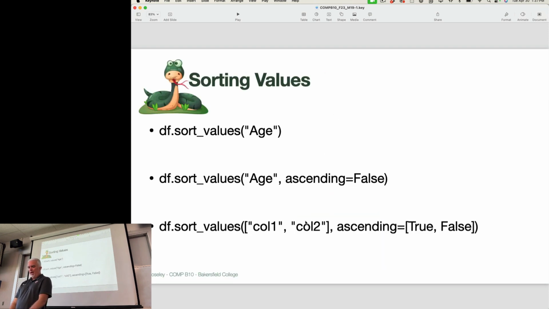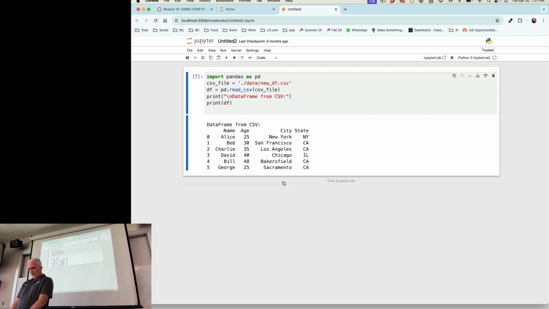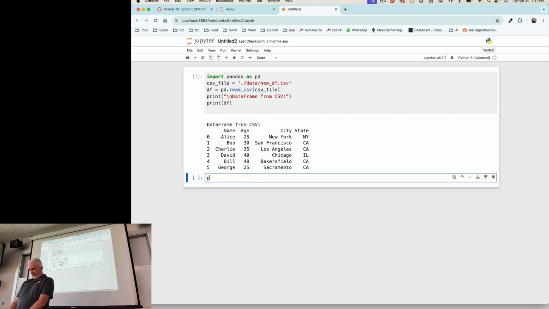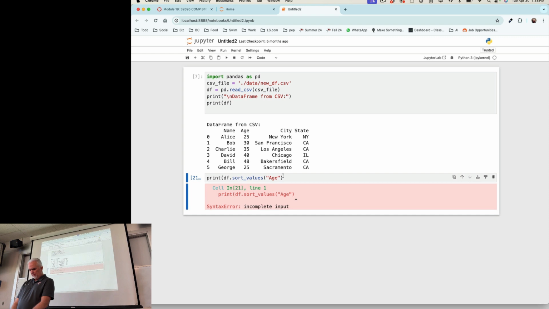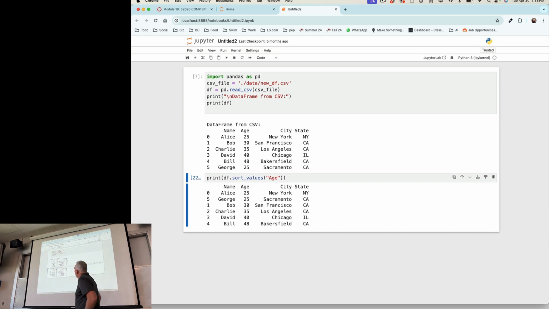You can also sort data, okay? So if I want to sort the data, okay, print, it's sort values. Geez. Okay, what am I doing? Sort values. Oh, I always forget that. All right, there you go. So now I'm sorting the values by age from youngest to oldest.